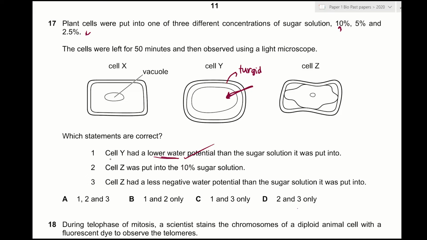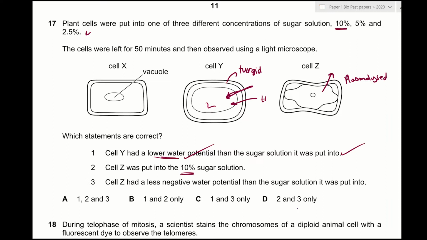This is correct because it assumes that cell Y had a lower water potential, and as we know, water moves down the water potential gradient from a higher water potential to a lower water potential, so this must be correct. 2. Cell Z was put into a 10% sugar solution. As we see here, the 10% sugar solution is the highest percentage of sugar. Therefore, in cell Z, we could observe that the cell is plasmolyzed.